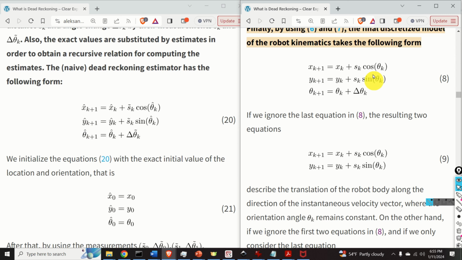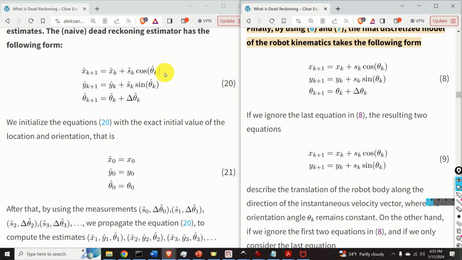Here it is. Again, instead of sk, we use the measurements, sk tilde, and instead of delta theta k, we use delta theta k tilde, that is, we use the measurements. And again, we replace xk, yk, and theta k, that are true values, by their estimates that we are actually computing. We initialize these three equations with the exact initial value of the location and the orientation. That is, we assume that initially we know the exact value of x0, y0, and theta 0, and we initialize the estimates by using these exact values.